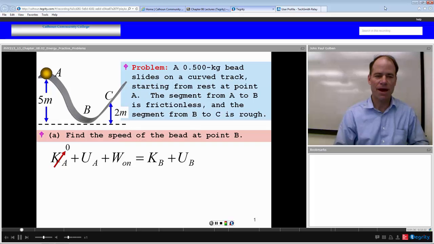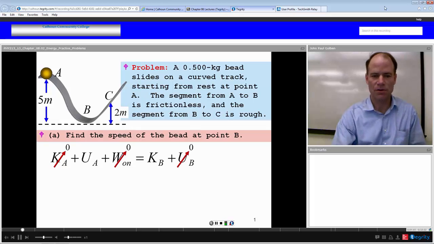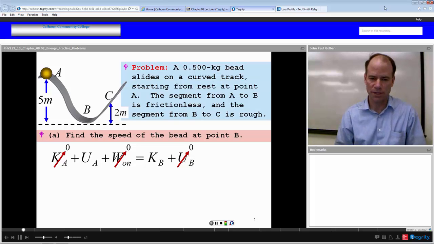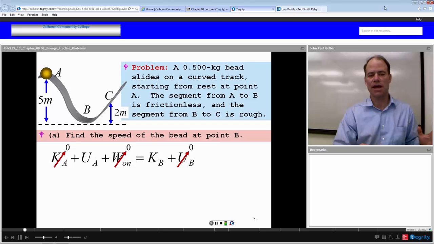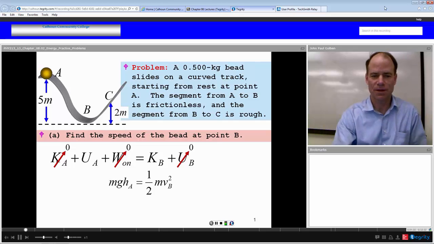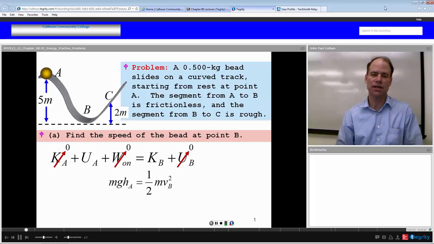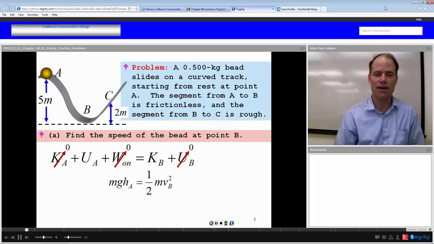And for that matter, there will be no work done along the way because it's frictionless. All of a sudden, the problem's gotten easier. We only have 2 terms left. The potential energy at A will equal the kinetic energy at point B. We can write that as mg, height at A, is equal to 1/2 mass times the velocity at B squared.